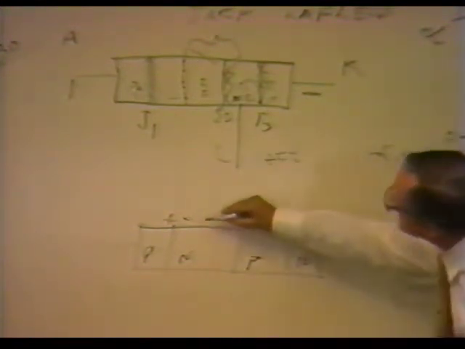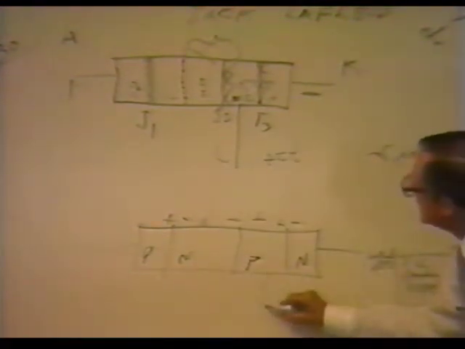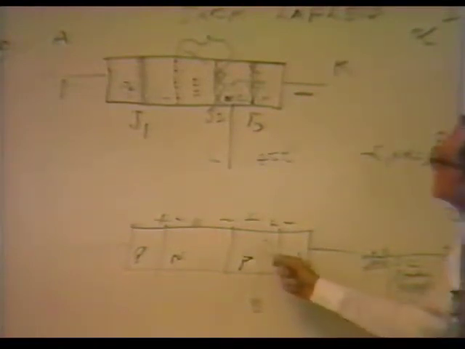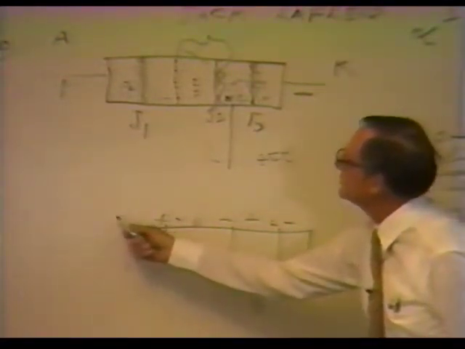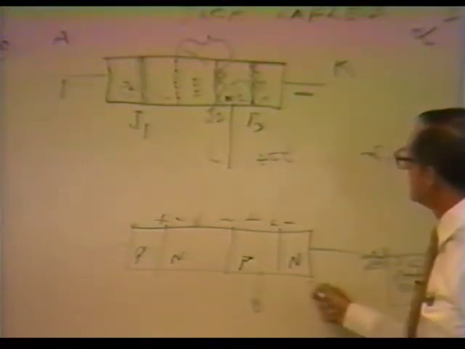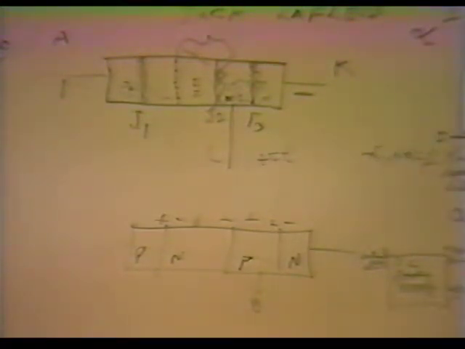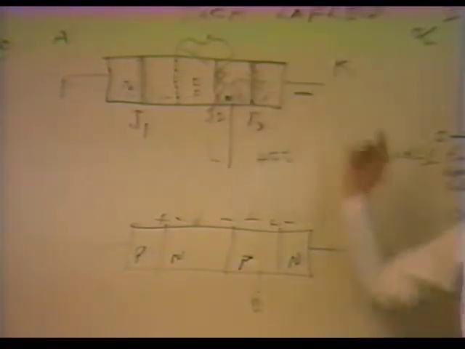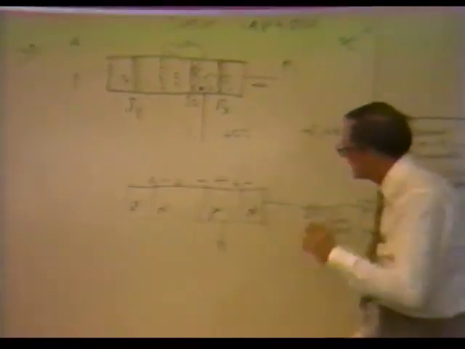And if you should take a gate lead out of here and a gate lead out of here, and you should look at the voltages, you would find you get plus to minus here, minus to plus here, and plus to minus here. We can measure those junctions. That's how, with the carriers, the holes and the electrons, that is the current flow that causes the turn on in the SCR.